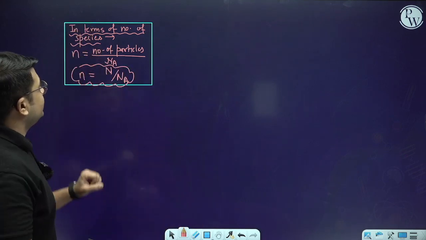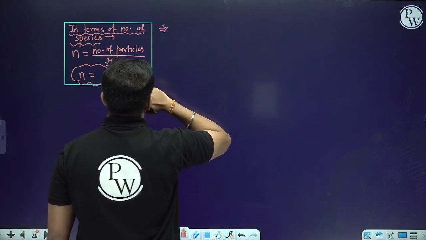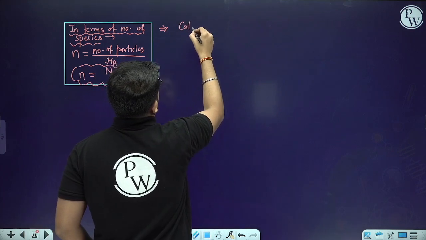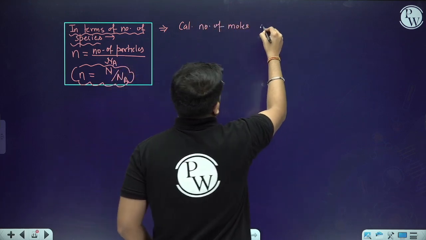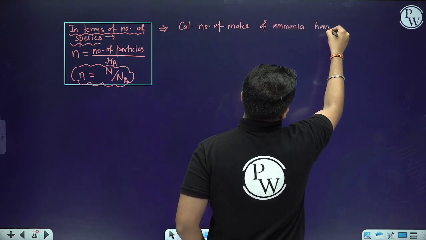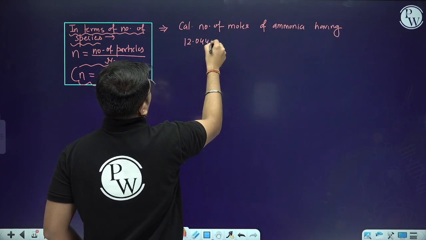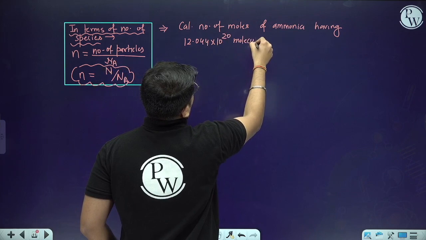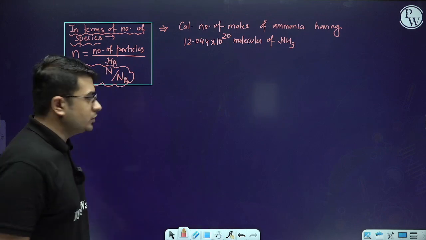Now, in terms of number of species, I can simply say, for example: calculate the number of moles of ammonia having 12.044 multiplied by 10 raised to the power 20 molecules of ammonia. Okay, a very interesting question, or a very simple question.